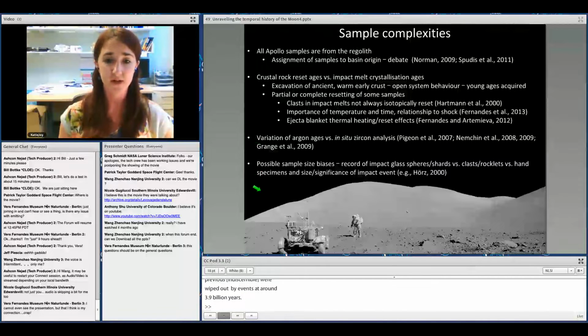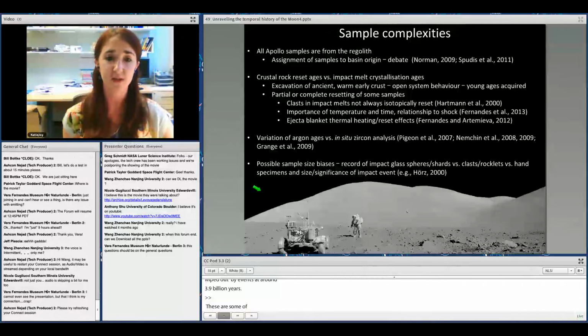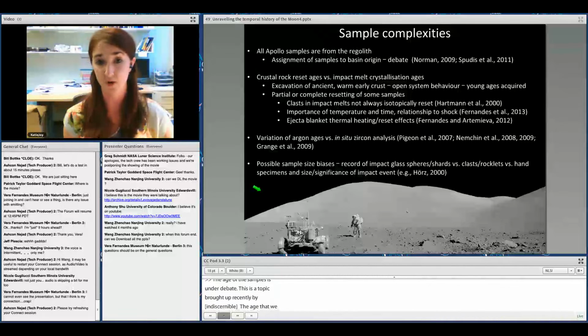To move on to some of the complexities in a little bit more detail before we move on to the cratering side of things, there are lots and lots of issues going on here. The assignment of the actual ages themselves to the basins from which we're sampling is under debate. These are topics that have been raised recently by papers such as Paul Spudis and Mark Norman in 2009. So the ages of the basins that we know are Imbrium at about 3.85 billion years, with a suggested new age of about 3.92 billion years.